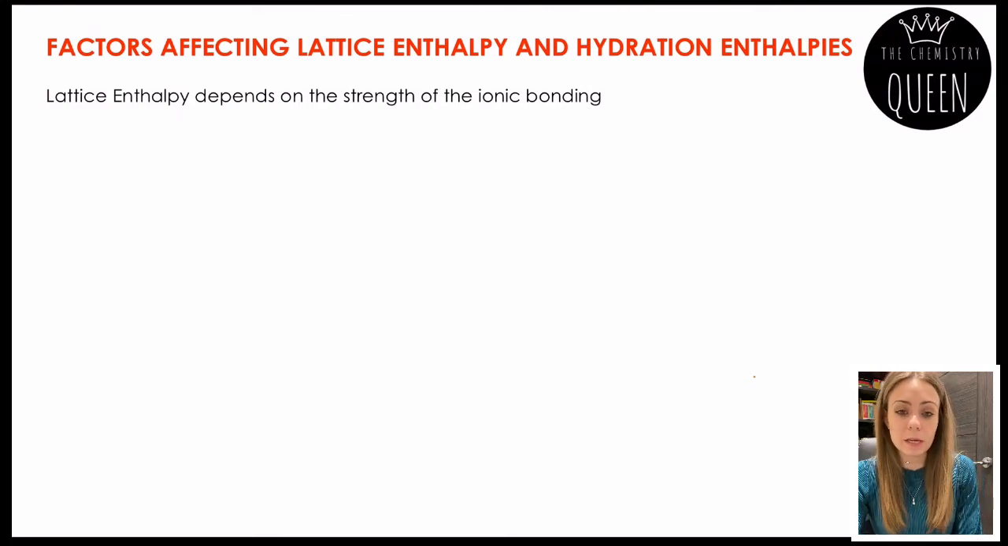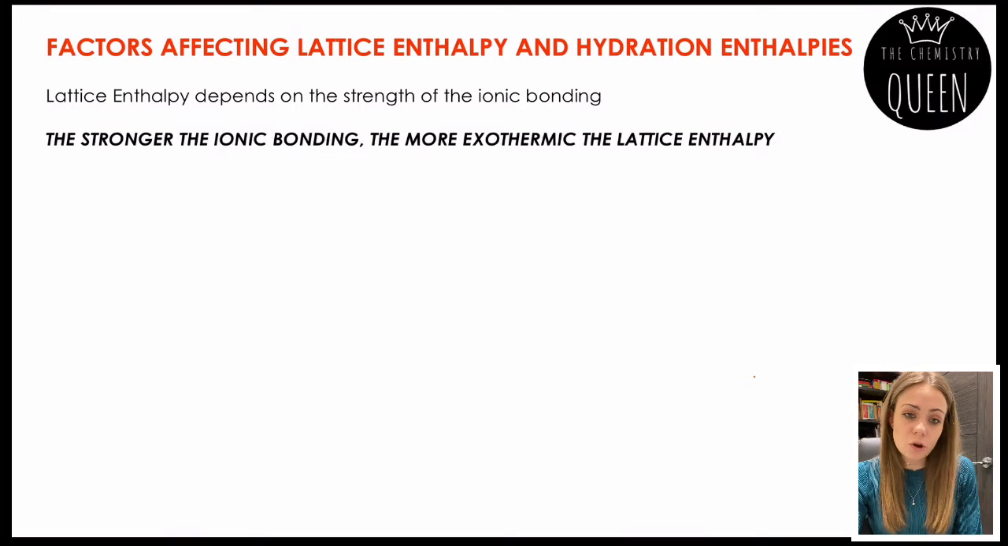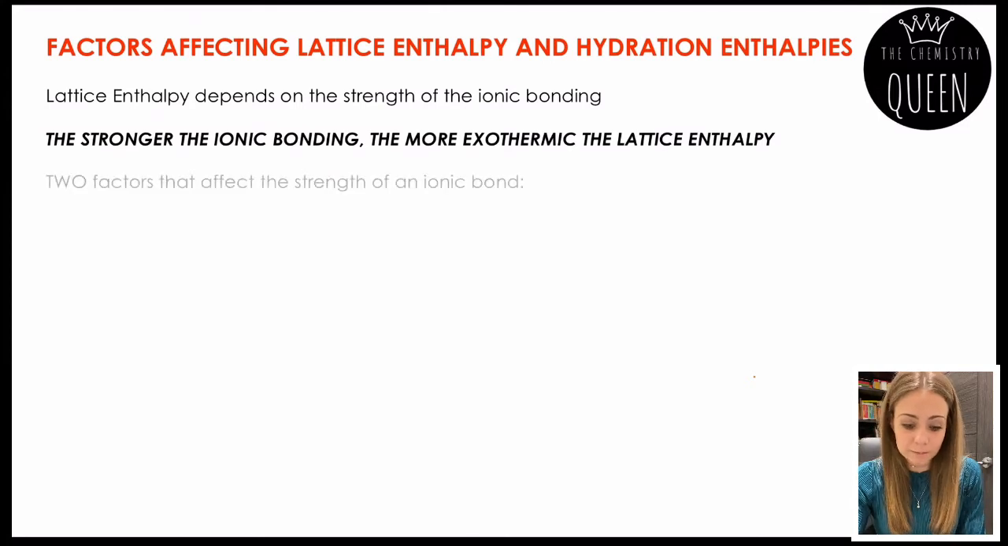Now, lattice enthalpy is all to do with the strength of ionic bonding, and it will depend on the strength of the ionic bonds in the ionic compound. So the stronger the ionic bond, the stronger the attractions, the more exothermic the lattice enthalpy will be. Now, there are two factors that affect the strength of an ionic bond.